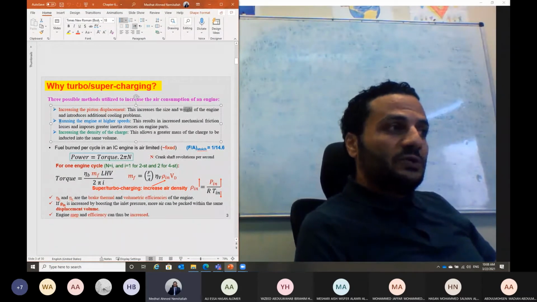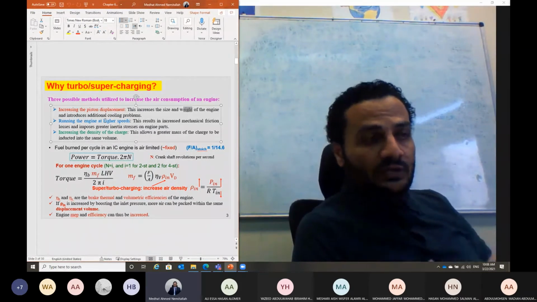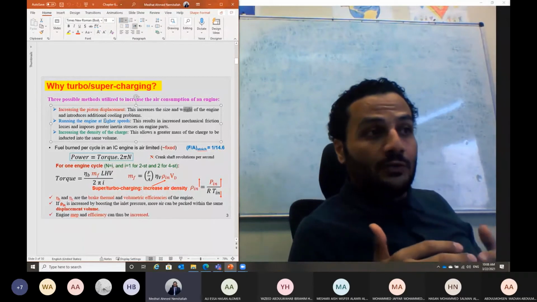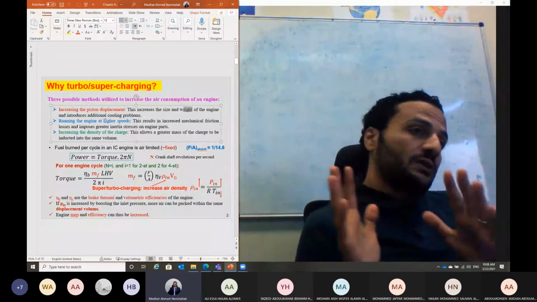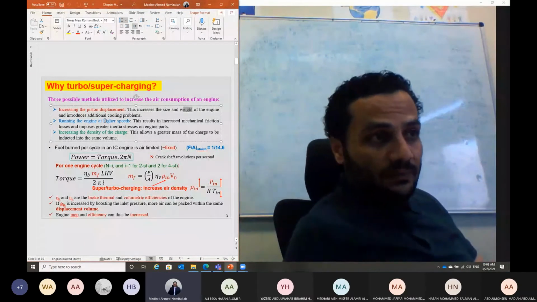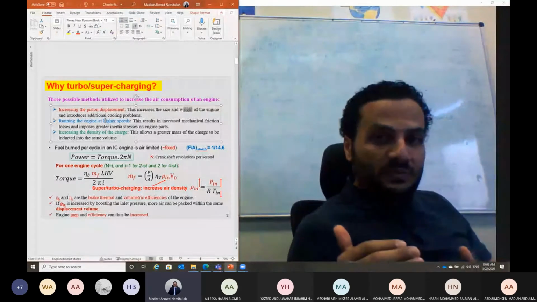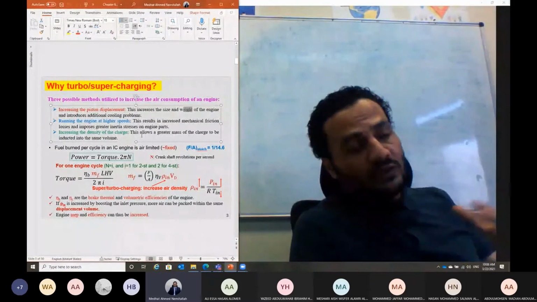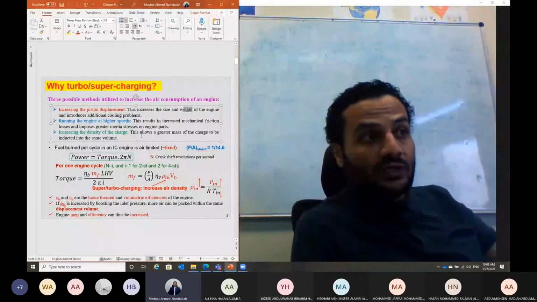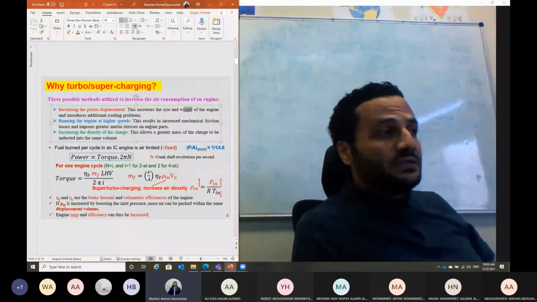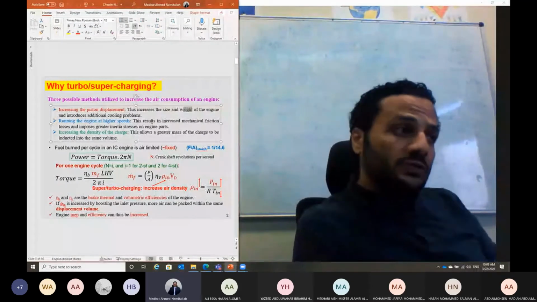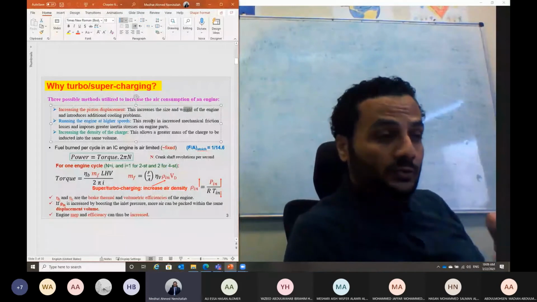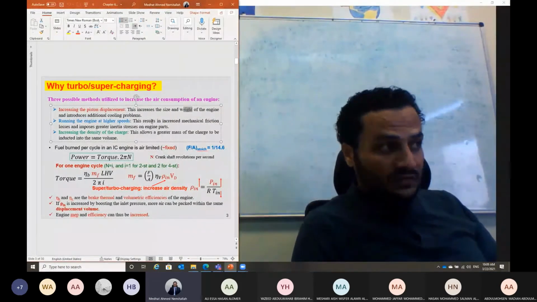The other option is running the engine at higher speed or higher RPM. Running the engine at higher RPM is not a choice under all operating conditions. In some cases you are just driving inside a city, so you are limited to a given speed. Also, if you are driving on a highway and you go to very high RPM to draw more air into the engine, the friction losses inside the engine will be much increased, and the power output also will be adversely affected.